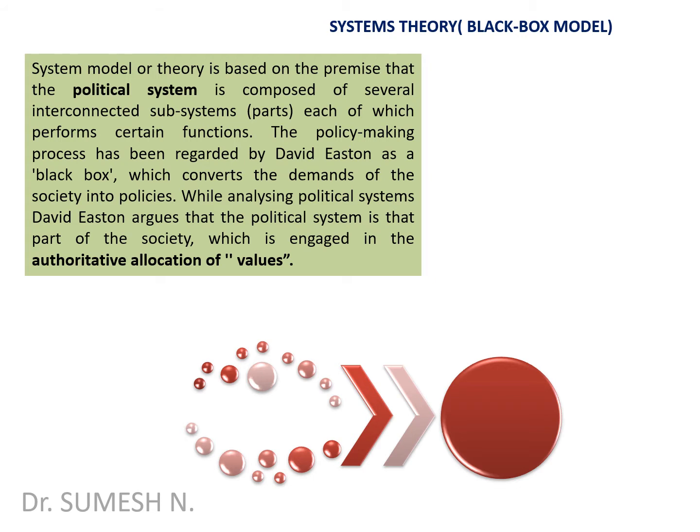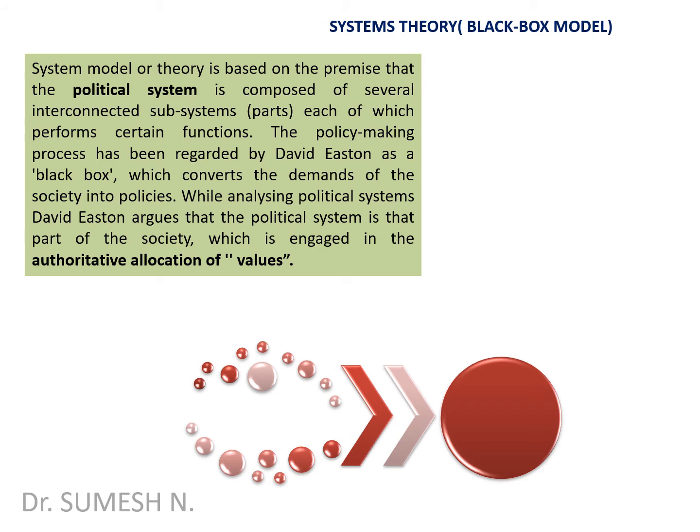In decision making, the policy making process has been regarded by David Easton as a black box, which converts the demands of the society or the supports from the society into policies. While analyzing political systems, Easton argues that the political system is that part of the society which is engaged in the authoritative allocation of values.